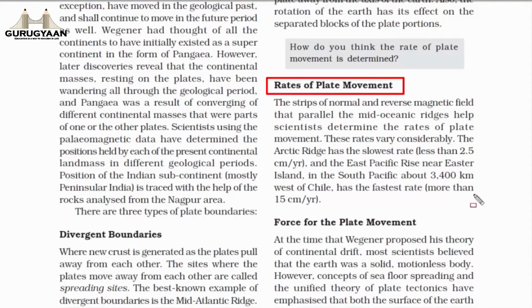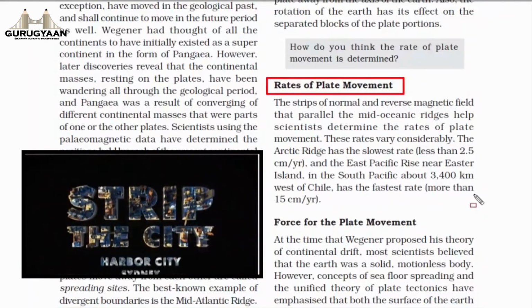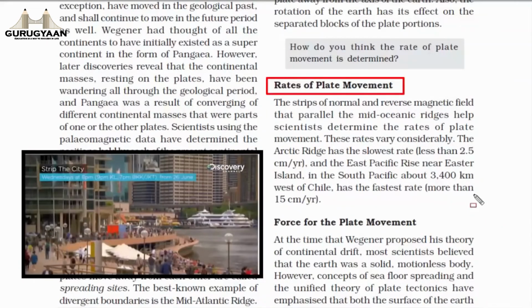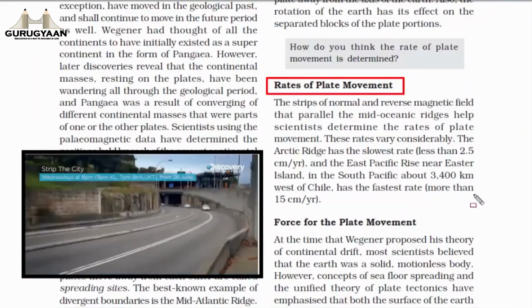I don't know whether you've seen this program that used to come on Discovery called Strip the City. In that, they discussed in one of the episodes how geologists find the rate at which the plates are moving. It is very fascinating to see.